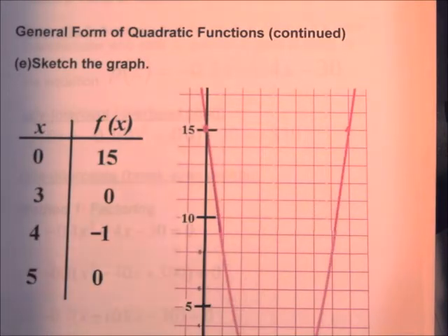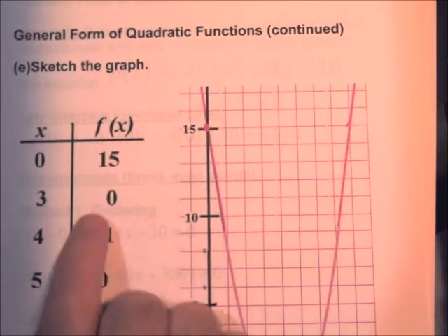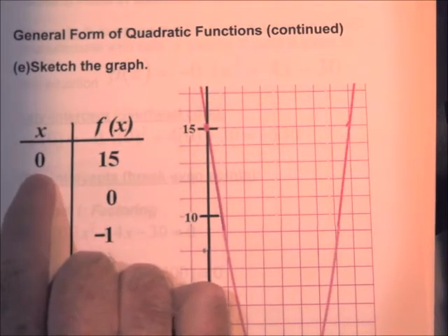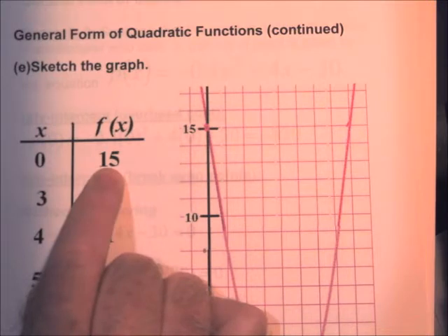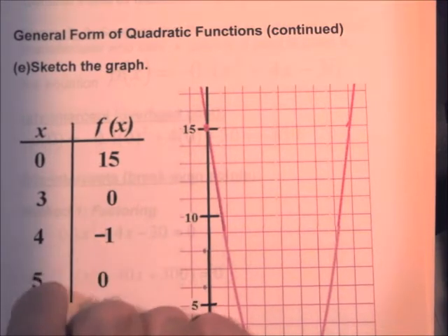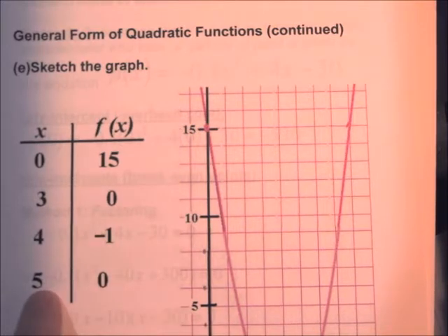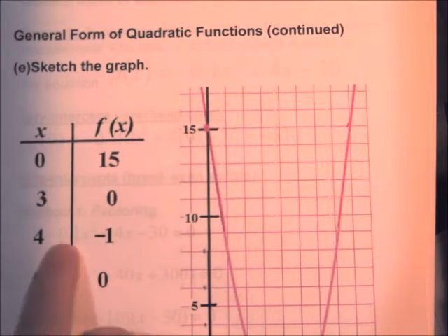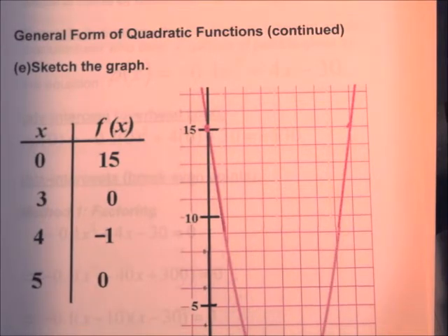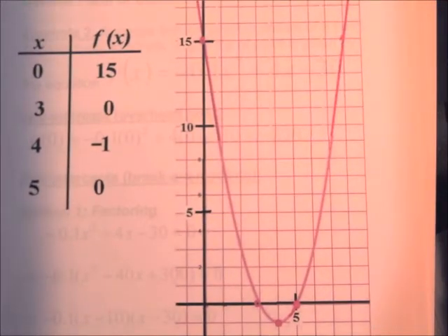Okay, so we can use this information to sketch the graph. We have the y-intercept: when x is 0, y is 15. We have the two x-intercepts: when x is 3, y is 0, when x is 5, y is 0. And then we have the vertex: when x is 4, y is negative 1. So then we can plot the points and sketch the graph.